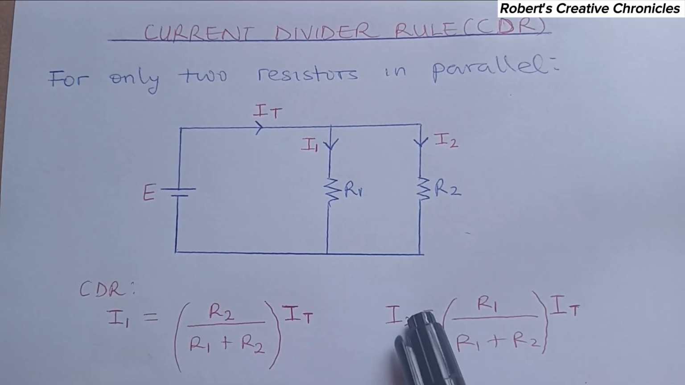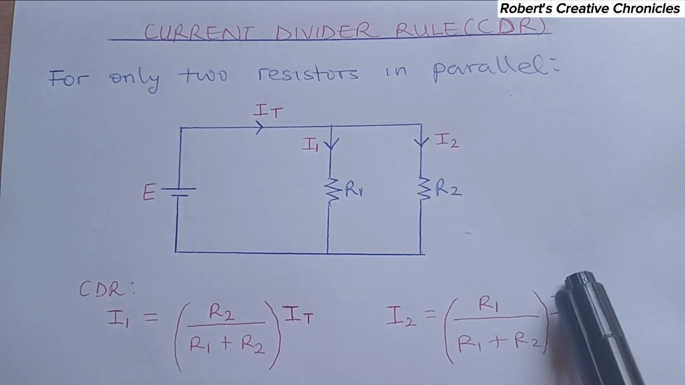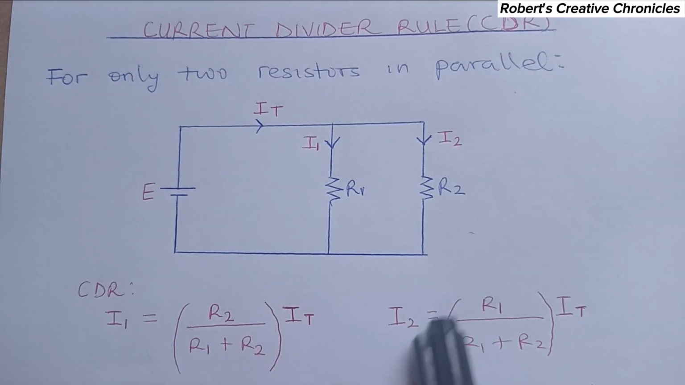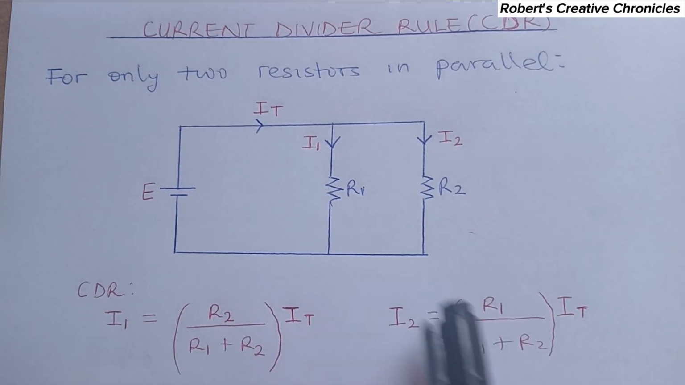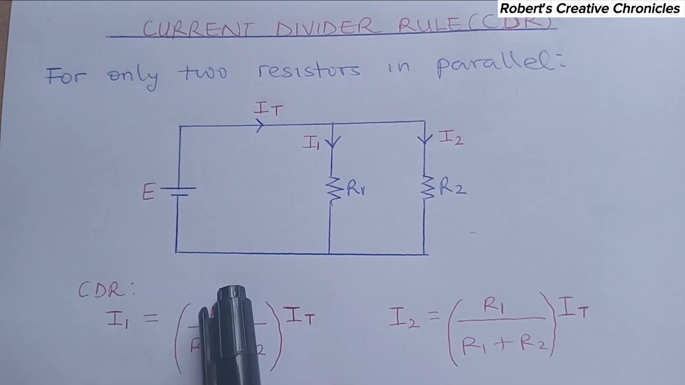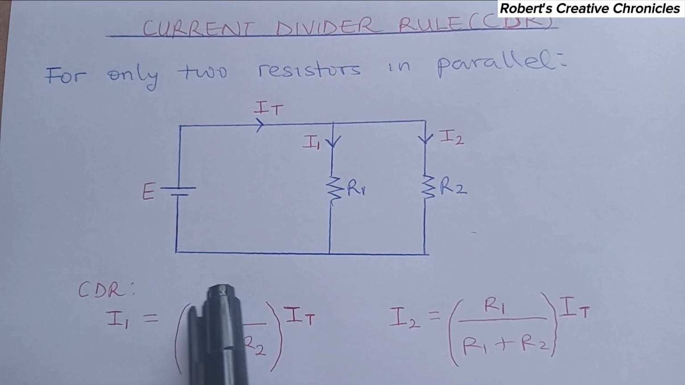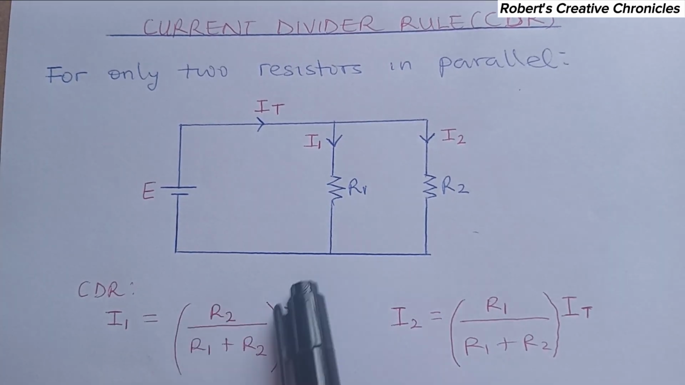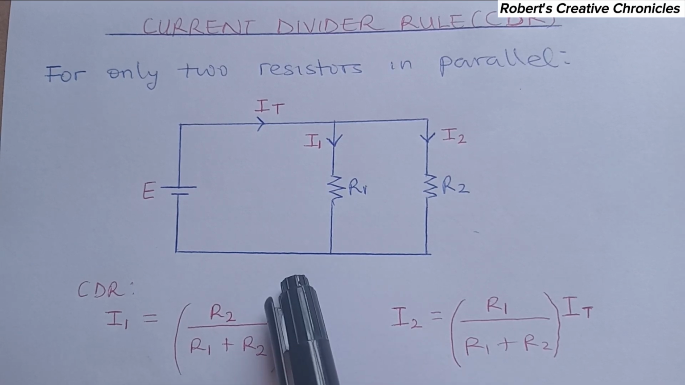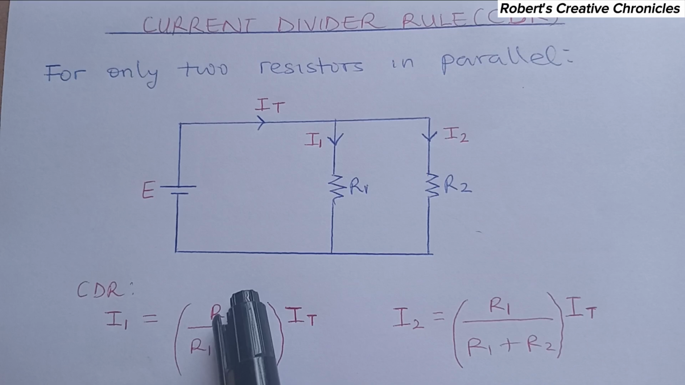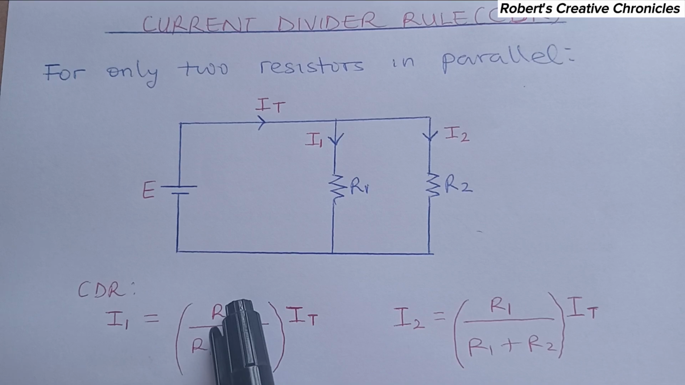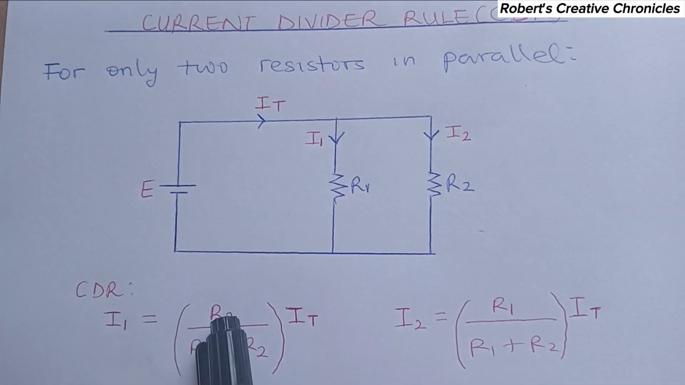In the same way, to find I2, you take the total current and multiply it by the resistance of the other resistor divided by the sum of the resistances of the two resistors. So in this one, the numerator will be the other one, not the one you want to find the current for. It is reverse to that of the voltage divider rule. In the voltage divider rule, you use the resistance of the one you want to find the voltage for. So this is how we do the current divider rule.